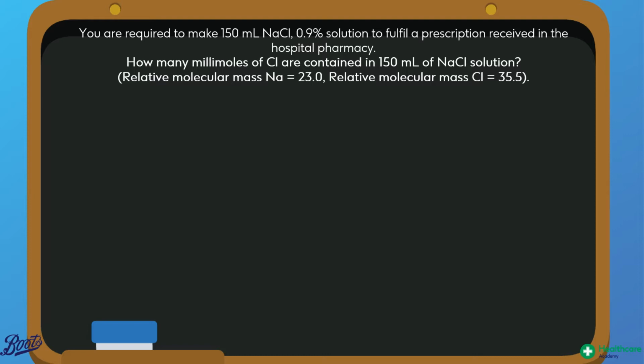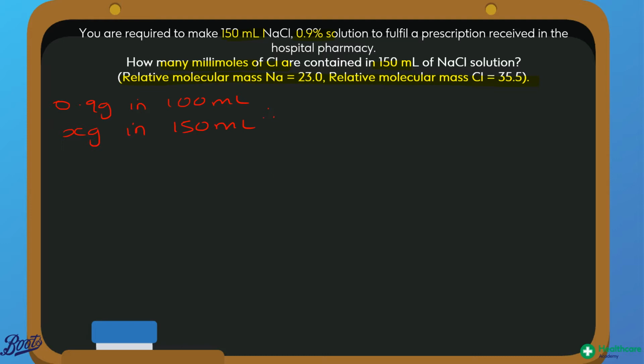So the relevant parts of this particular question are 150 milliliters, 0.9% solution, how many millimoles of chloride are contained in 150 milliliters, and the relative molecular masses are important. So 0.9% means 0.9 grams are present in 100 milliliters. I'm just going to pop this down now. We don't actually know how many grams are present in 150 mils, and that is what we are required to make. So I'm going to put an X next to the 150 milliliters.